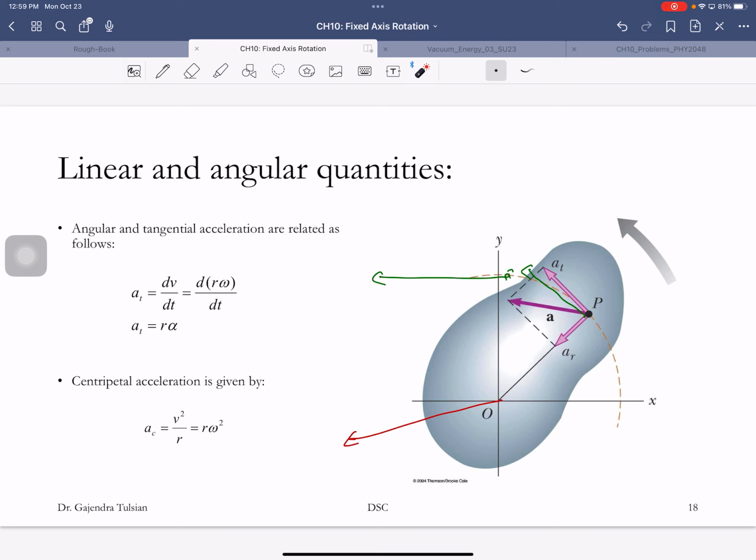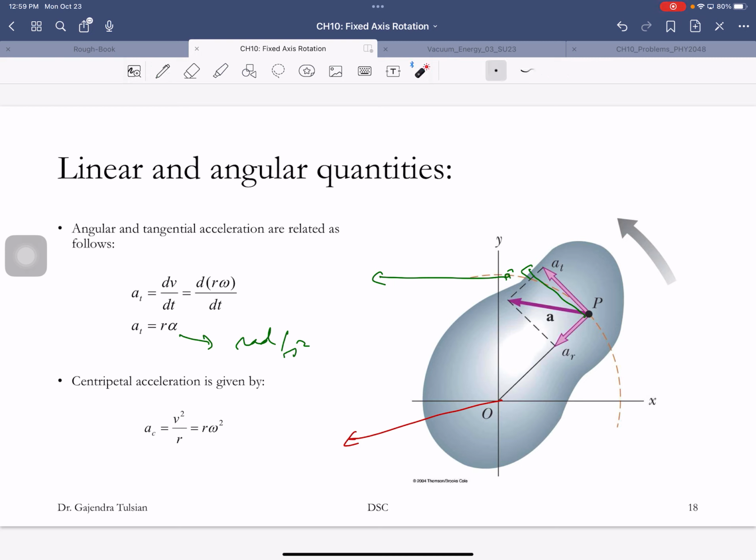Revolutions per second squared, degrees per second squared. Okay, this is relating a linear quantity to an angular quantity. So in this case, this is always radians per second squared. This has to be in radians per second squared.